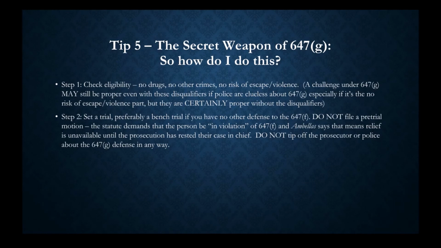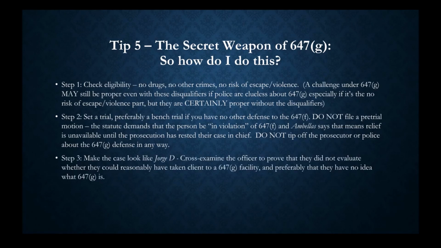Do not file a pretrial motion. Do not tip this off at all before the trial itself. The statute demands that the person be in violation of 647F, and that means apparently that you can't seek relief until the trial, when the prosecution has rested their case. Don't warn the prosecutor or police about this, which is part of why you don't want to file a pretrial motion, because I guarantee you the instant you do that, you'll find the police magically knows about 647G all of a sudden, and in fact did make a reasonable determination about whether or not they were able to take them to some treatment facility, and gosh darn it, I just couldn't. It was just too hard. So don't tip them off. Don't let them know it's coming.